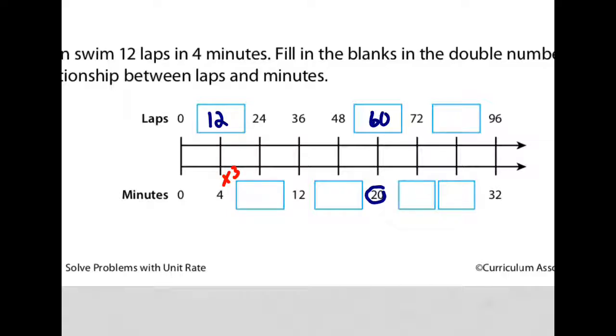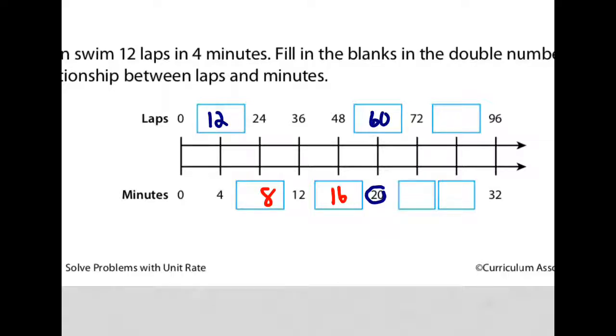But what if they give us the number of laps and not the number of minutes? So if you think, the inverse of times 3 would be divided by 3. If you divide 12 by 3, you get 4. So you can divide the number of laps by 3. So I could say, all right, what's 24 divided by 3? 24 divided by 3 is 8. 48 divided by 3 is 16.